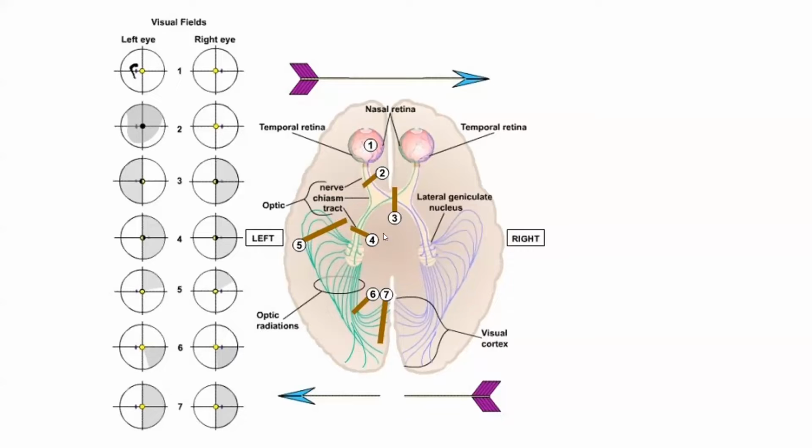compared to how, if you have a lesion at 4, which is as the optic tract heads to the lateral geniculate nucleus, there's no sparing at this level.